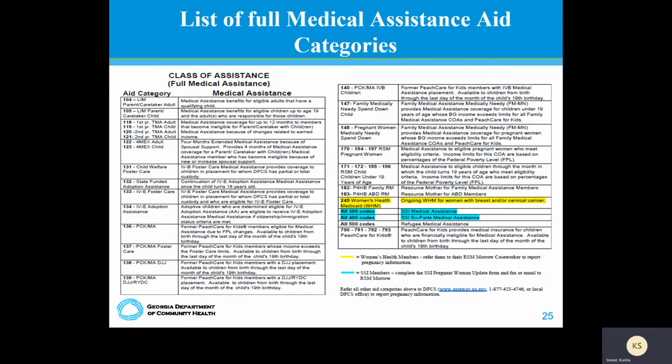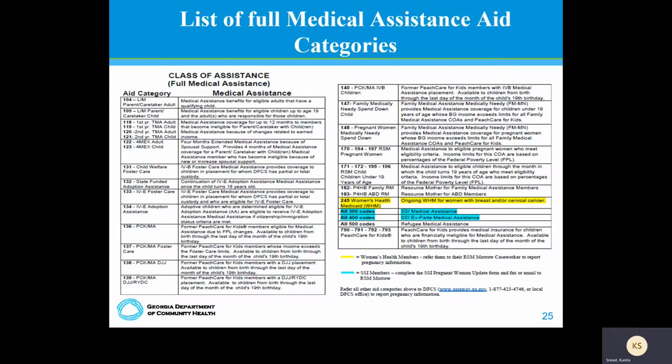So if it lists one of these that are on this chart, they have full Medicaid and you will not do a PE application on them. That means you stop right there. You don't need to go any farther. You don't need to fill out an application. You don't need to do an interview. You don't need to do any of that. You just let them know if they have updates or changes they need to report, they need to report it to DFACS, and they can go online to the DFACS Gateway web address, which is at the bottom, www.gateway.ga.gov, or they can call 1-877-423-4746.